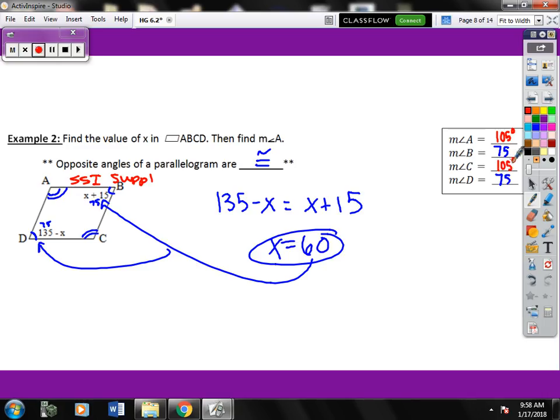If you wanted to check your work, you could use quad sum and make sure that these all add up to how many degrees? 360. Remember, quad sum is 360.